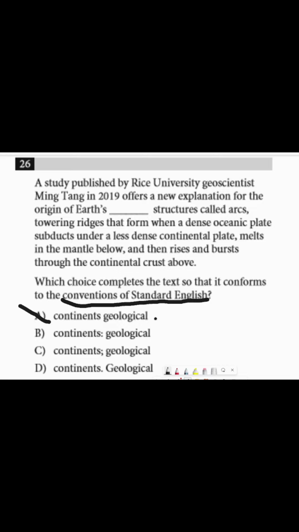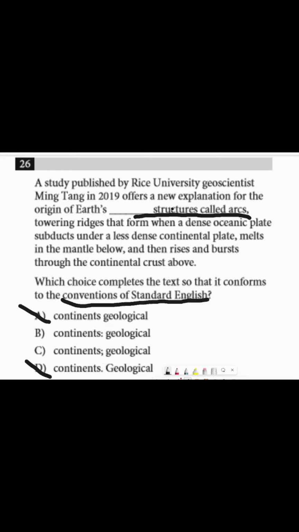Geological structures called arcs is kind of extra information to Earth's continents, right? It doesn't really need this section of structures called arcs because if you just put Earth's continents, period, right there, that can stand alone by itself as a normal sentence. But if we actually do put a period there, this is where it can get a little confusing. It would be wrong.